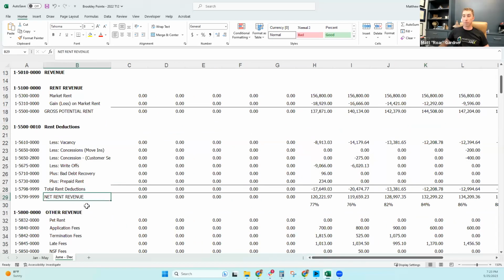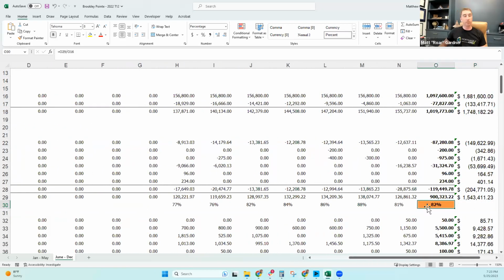Let me see. Yeah, so net rent revenue. Right under the rent revenue, I just create my own column to do this, and then I'll average it out. So that's how I get the vacancy factor.